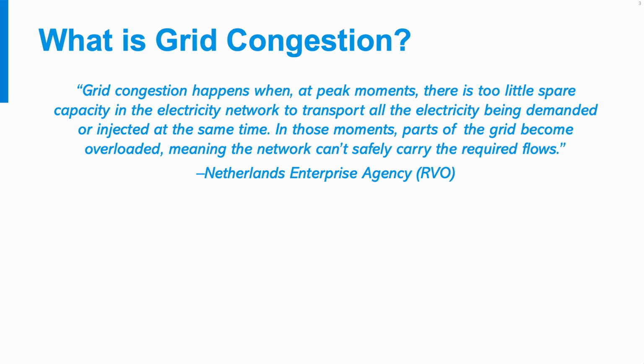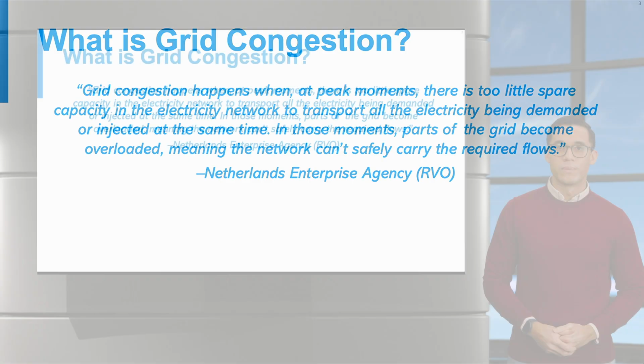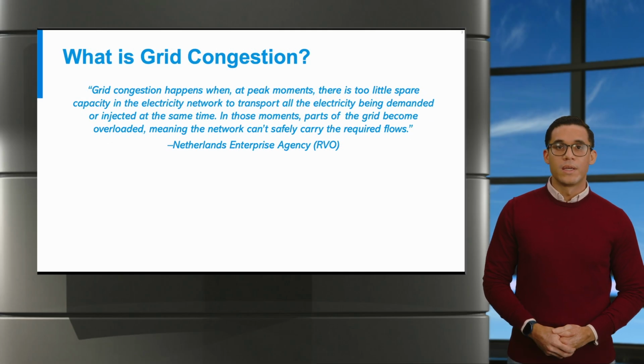According to RVO, the Netherlands Enterprise Agency, grid congestion happens when at peak moments there is too little spare capacity in the electricity network to transport all the electricity that is being demanded or injected. In those moments, parts of the grid become overloaded, meaning the network cannot safely carry the required flows. In practice, you might still see a slightly different definition depending on the context.